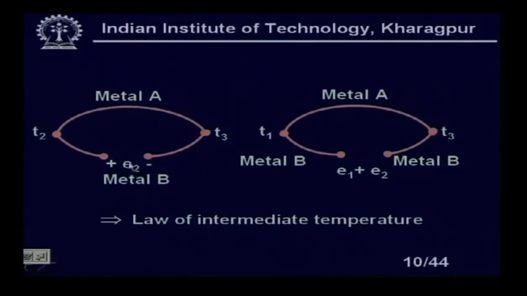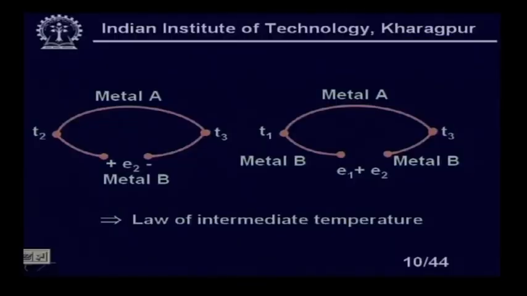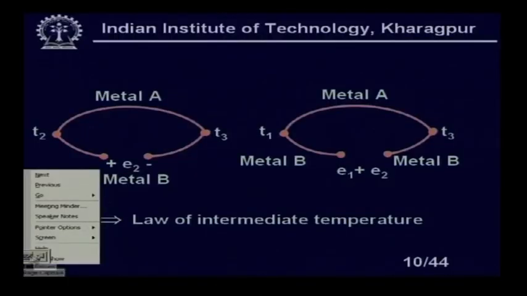Now, if I have the temperatures T1 and T3, previously it was two metals and two different junctions at T1 and T2. So, this is T1, this is T2, right. And now we have connected another one where this is T2, this is T3. Now, if the temperatures are T1 and T3, then the net voltage will be E1 plus E2. That is the law of intermediate temperatures. If I go back to the previous slide, you can see.